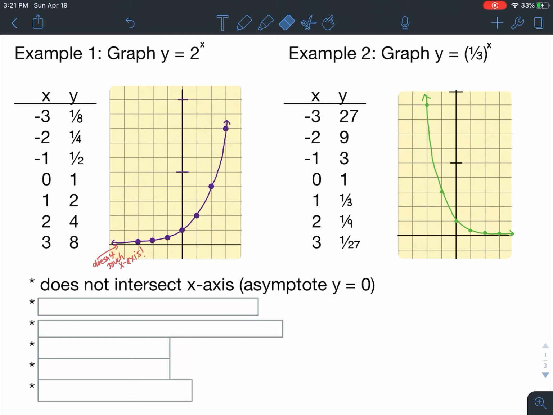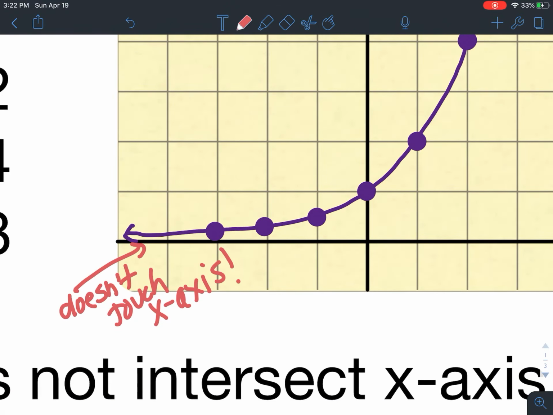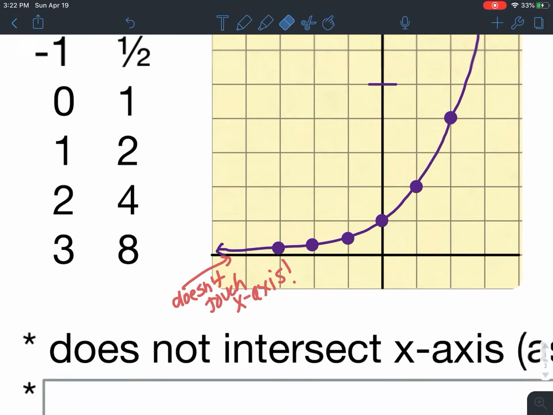I don't know if we've ever talked about that word, but an asymptote is a line. Well, it doesn't have to be a line, but for our purposes right now, it will be a line. An asymptote is a line or a curve that another function approaches but does not reach. So on this first one, as we go to the left, this is going to get closer and closer to the x-axis, but it won't ever touch the x-axis.